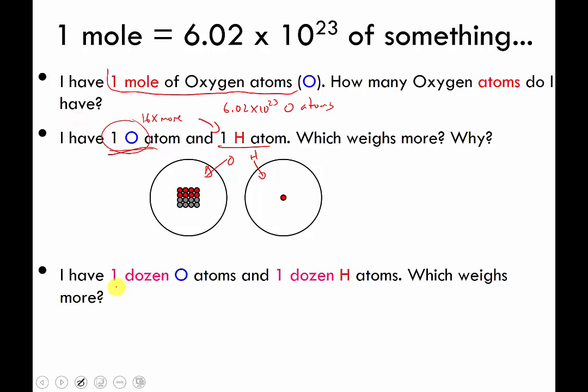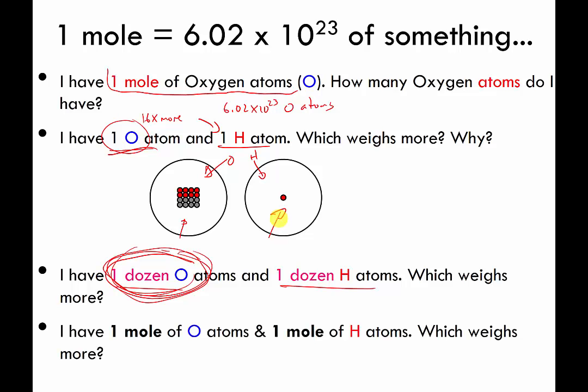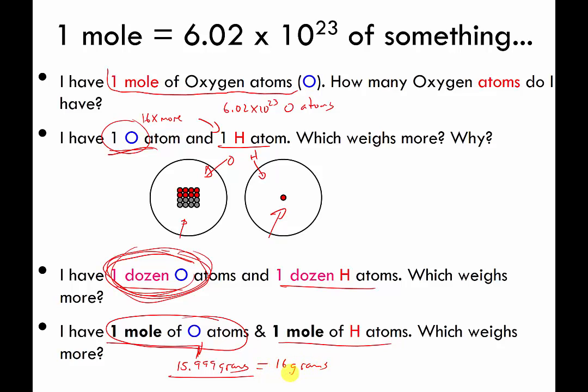I have a dozen oxygen atoms and a dozen hydrogen atoms. Which pile weighs more? It's this one, because every single one of these oxygens probably weighs about 16 times more than every single one of the hydrogens, and I have equal numbers of them. I have 1 mole of oxygen atoms and 1 mole of hydrogens. Which one weighs more? Obviously this one, because all of the pieces weigh more. And you can look up in the periodic table, 1 mole of oxygen weighs about 15.999 grams. And for our purposes, we're just going to round to the nearest whole number, so 16 grams.